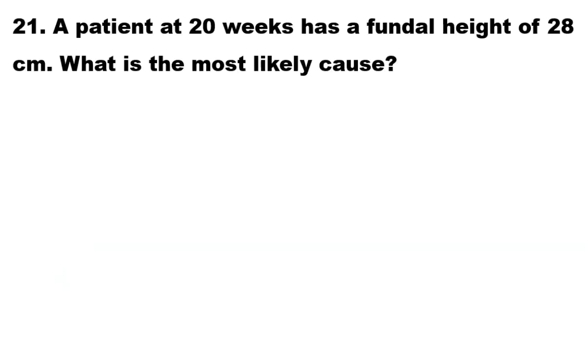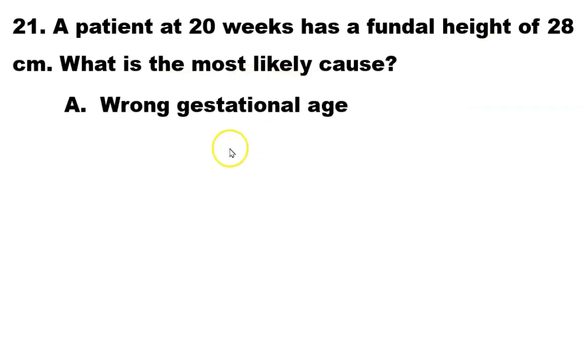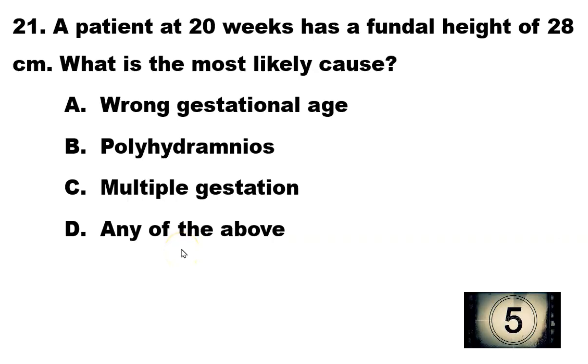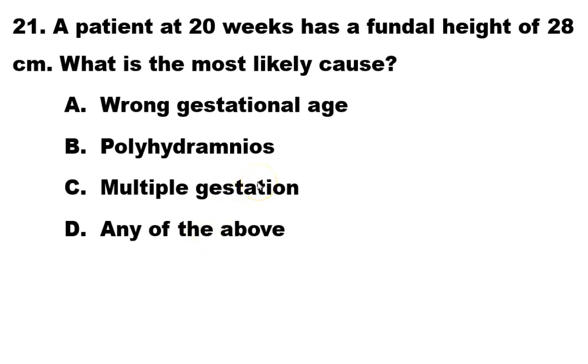The next question, a patient at 20 weeks has a fundal height of 28 centimeters. So, what is the most likely cause? A. Wrong gestational age. B. Polyhydramnios. C. Multiple gestation. D. Any of the above. The correct answer is D. Any of the above.